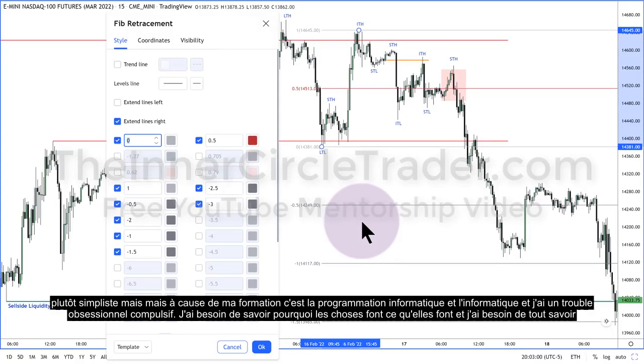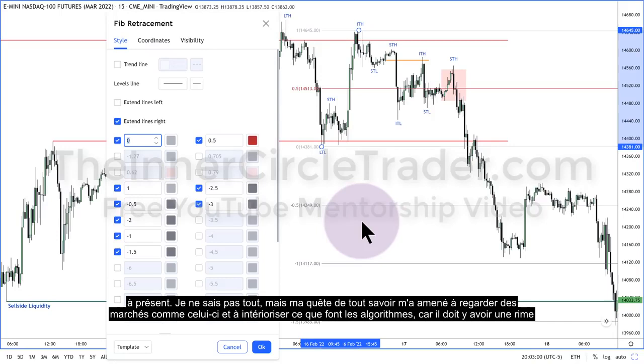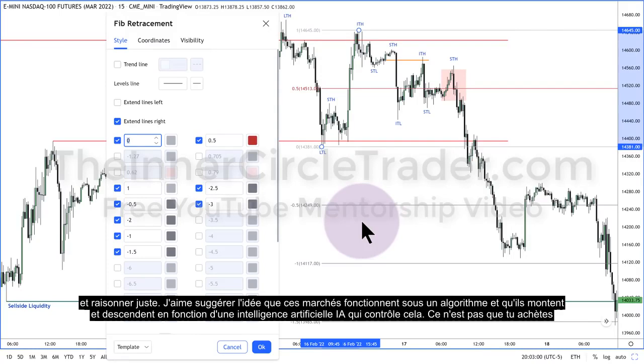But because my background is computer programming and computer science, and I have obsessive compulsive disorder, I need to know why things do what they do. And I need to know everything. Now, I don't know everything, but my pursuit of knowing everything led me to look at markets like this and internalize what the algorithms are doing, because there has to be a rhyme and reason, right? Like, to suggest the idea that these markets are operating under an algorithm, and they're going up and down based on an AI, artificial intelligence, controlling this.